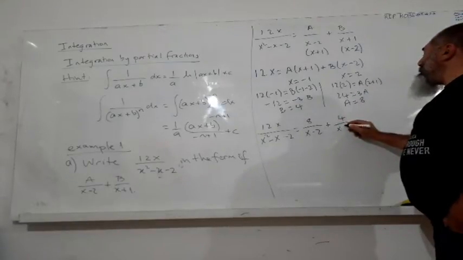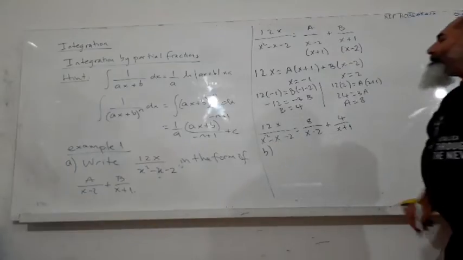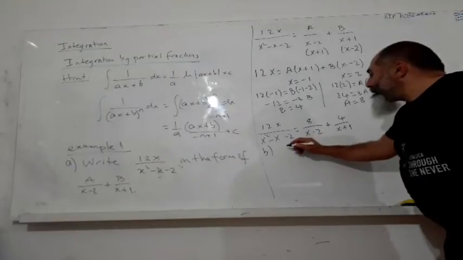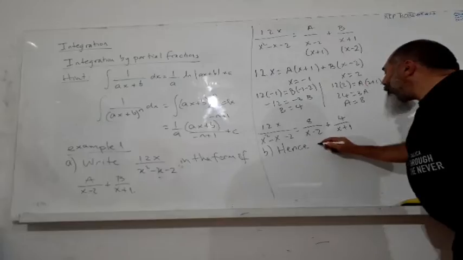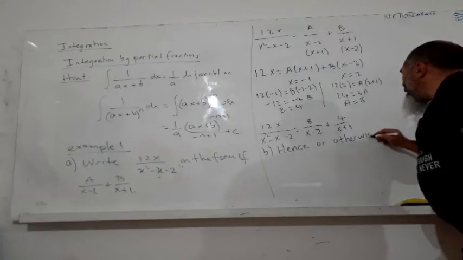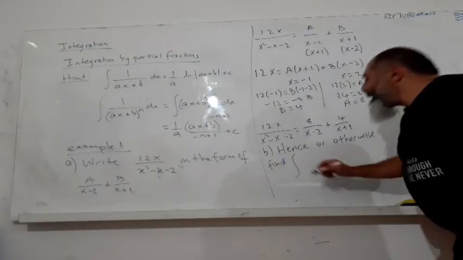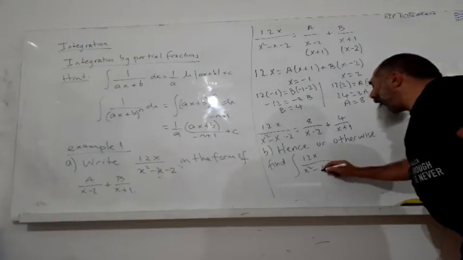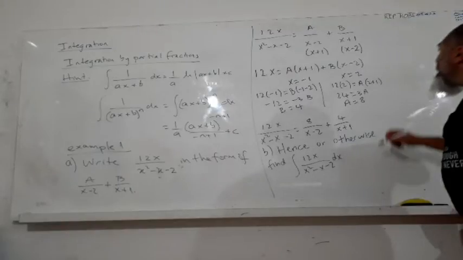And part B is going to be an integration question. Hence, or otherwise, find the integral of 12x over x squared minus x minus 2 dx. So let's solve part B.